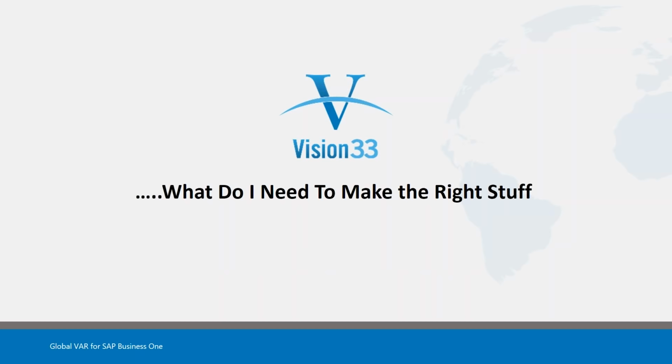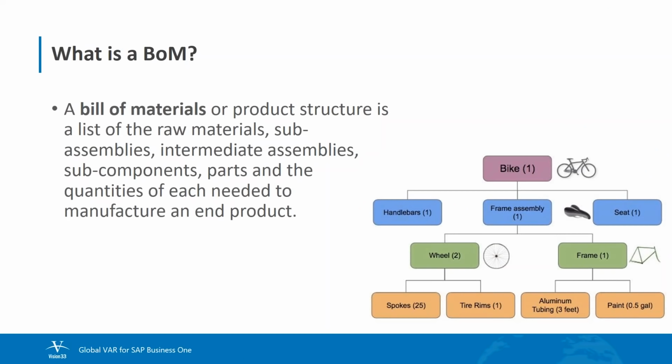Going to start off with some real basics, and apologies because I'm sure everybody on the call is fully aware of what a bill of material is, but just to recap, what is a bill of materials? Sometimes called a product structure, but really it's a list of all of the assemblies, sub-assemblies and components required to manufacture something.